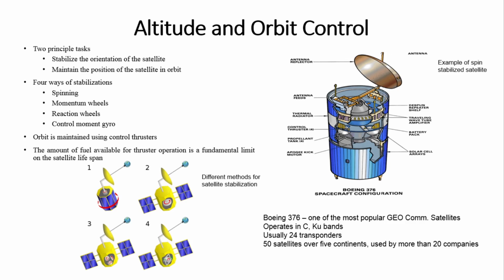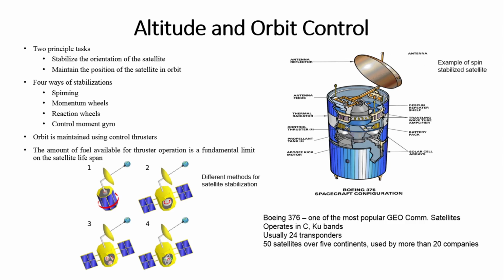Different methods of satellite stabilization. Here there are four methods, as we have seen: spinning, momentum wheeling, reaction wheels, and control movement gyro. And here if you observe, this one is the Boeing 376 spacecraft configuration.